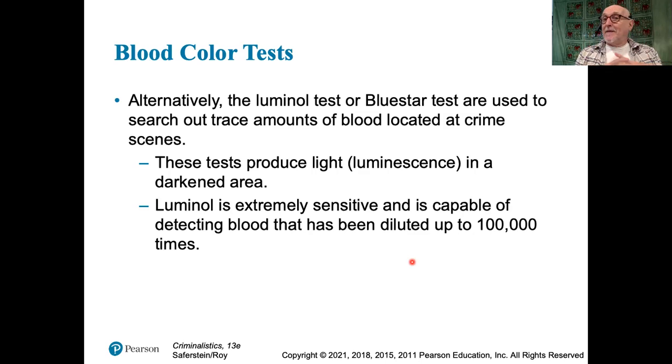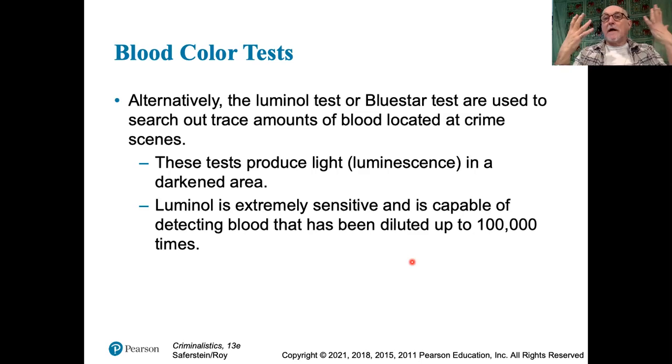It can detect blood that's been diluted 100,000 times. They can have washed a carpet, washed a surface over and over and over again. And if there are traces of blood, the luminol will show up. Luminol is usually sprayed onto the surfaces and is then examined under ultraviolet light. Photographs are taken very rapidly because the glowing, the fluorescence, fades after a while.